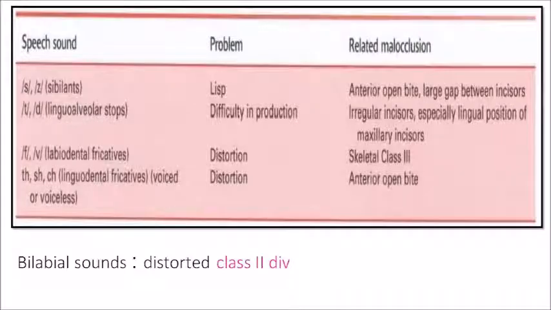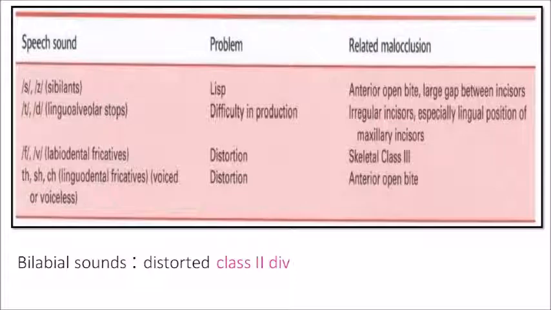Now, since we are already discussing malocclusions, we will also discuss the speech problems related to malocclusions. Certain speech sounds are affected in certain kinds of malocclusions. This is a table I have taken from Proffit. It is extremely important to identify the type of speech sounds which are deviated in a malocclusion.